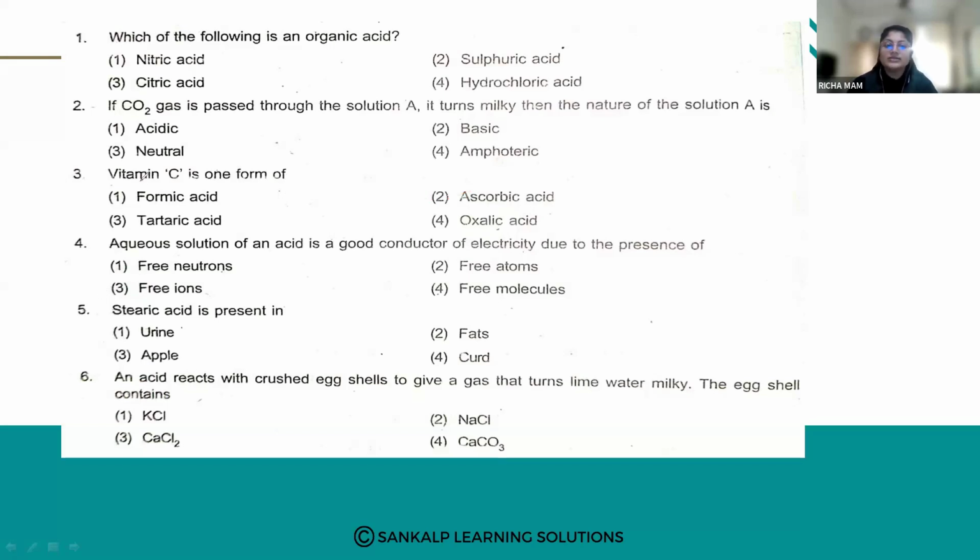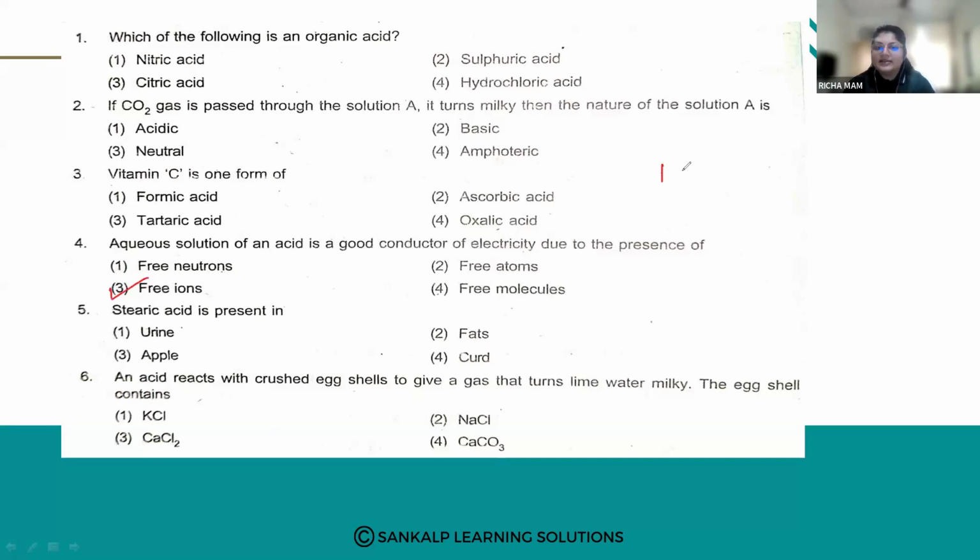Okay, next one. An aqueous solution of an acid is a good conductor of electricity due to the presence of: 1. free neutrons, 2. free atoms, 3. free ions, 4. free molecules. It is due to the presence of free ions.